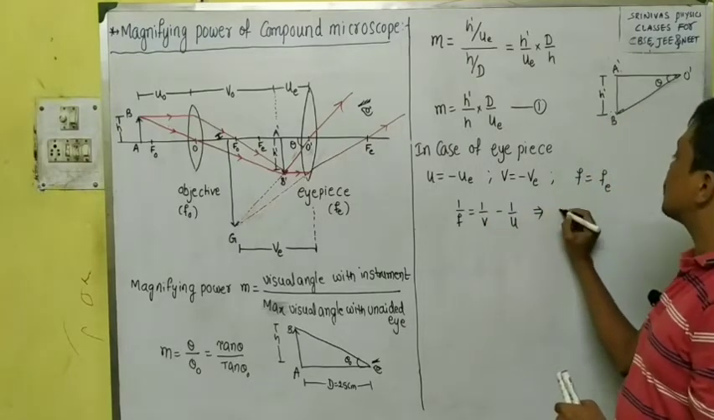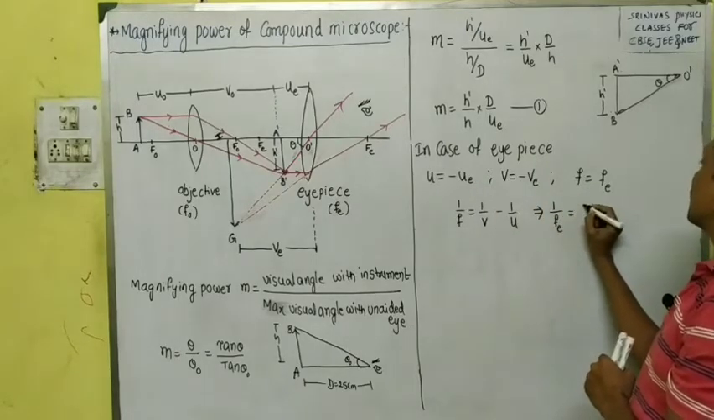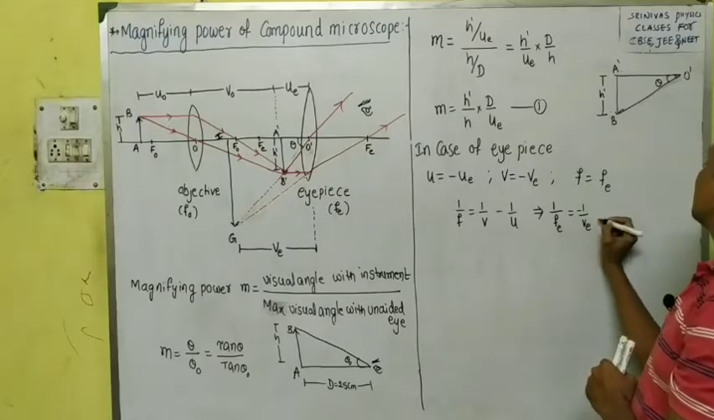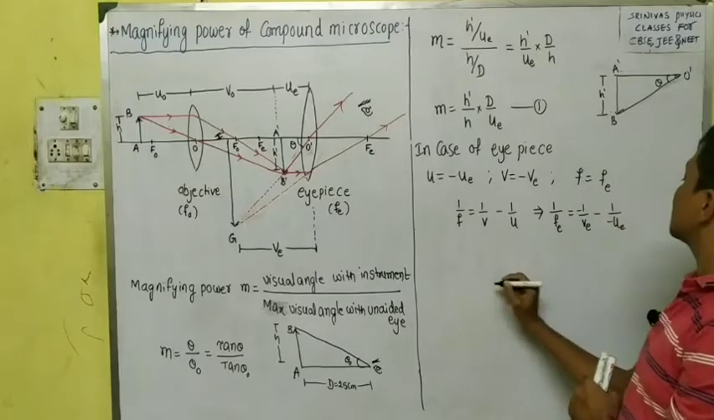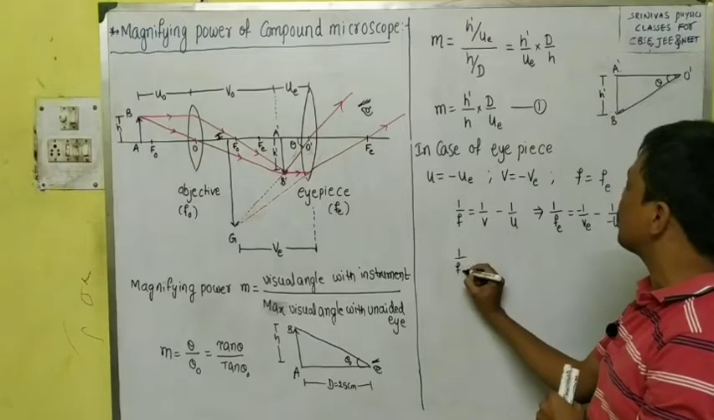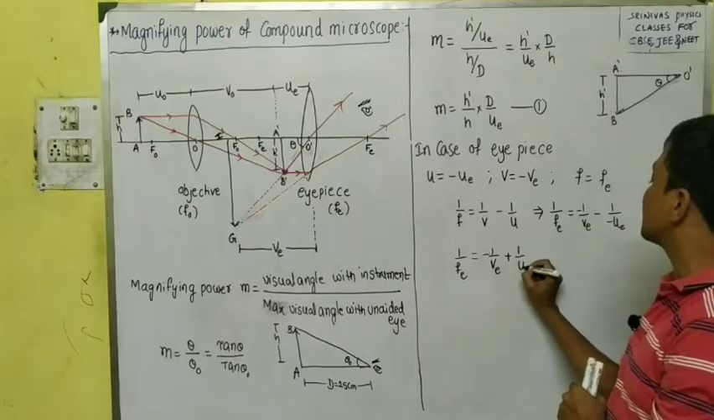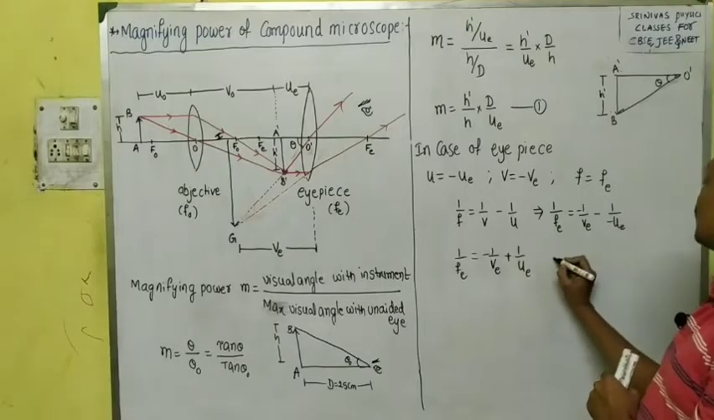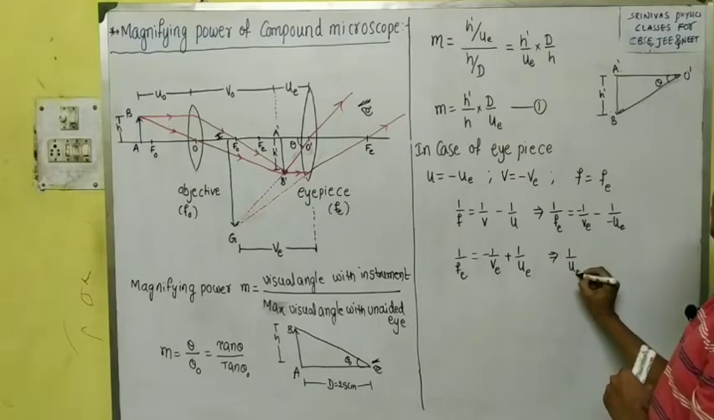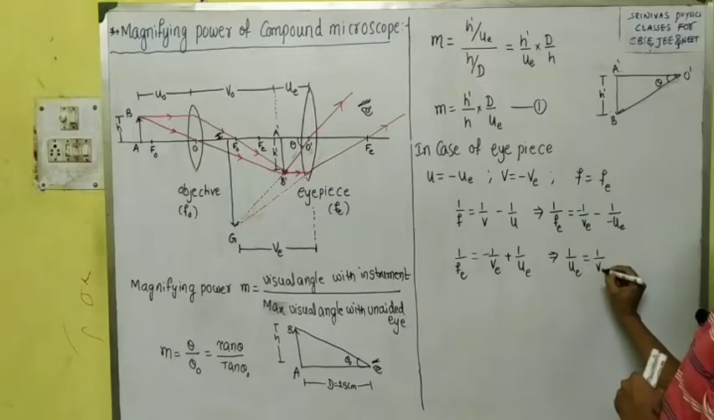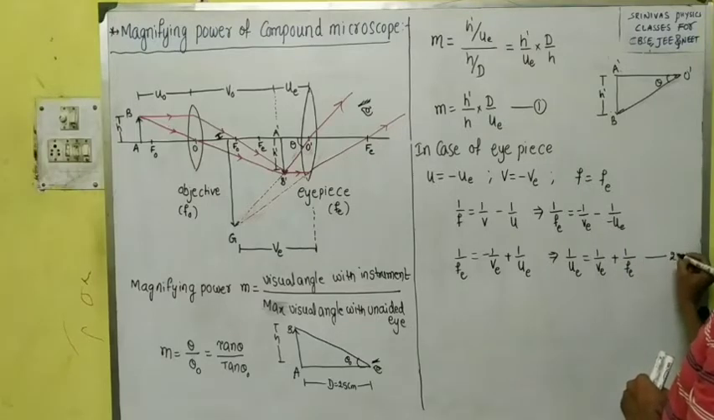Now substitute these values in the above equation, the conditions you substituted here. 1/fe = 1/(-ve) - 1/(-ue). Then the next step, we get 1/fe = -1/ve + 1/ue. Then from this, writing the 1/ue formula, 1/ue = 1/ve + 1/fe. We can consider this as equation 2.